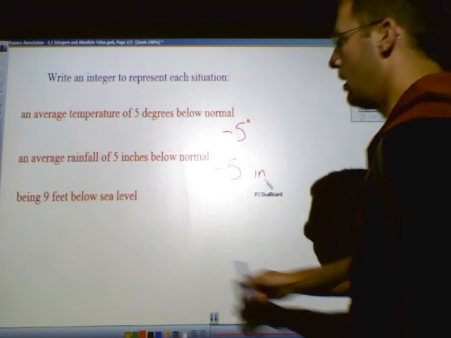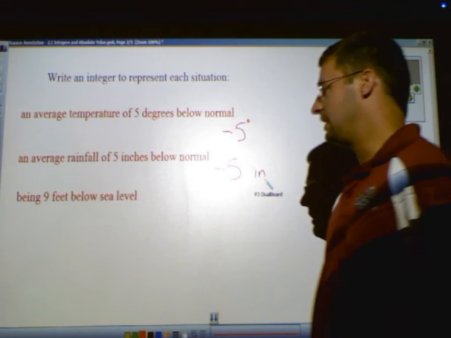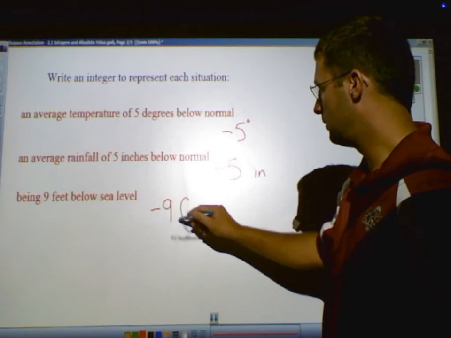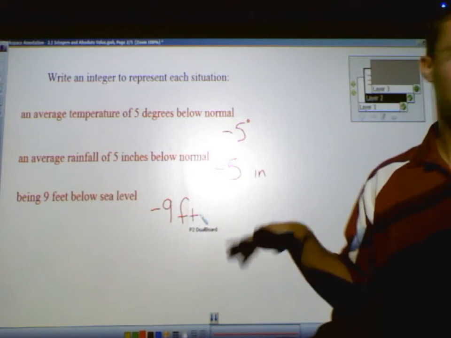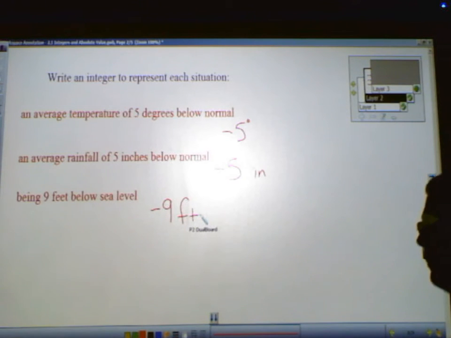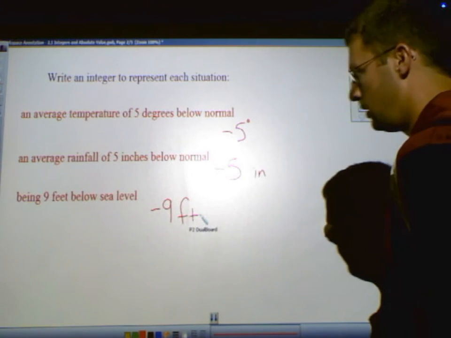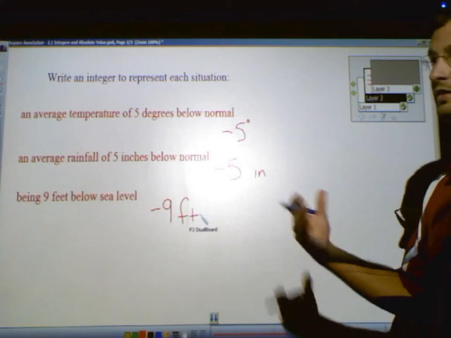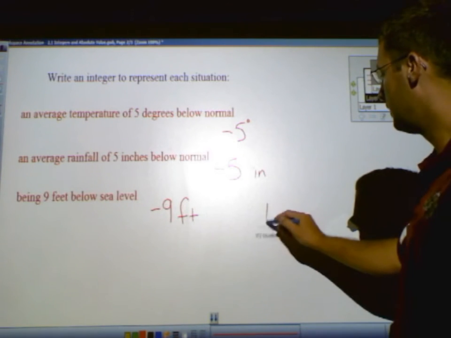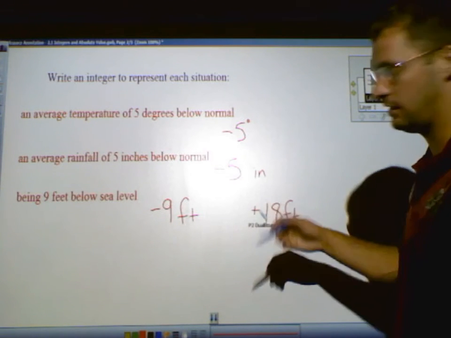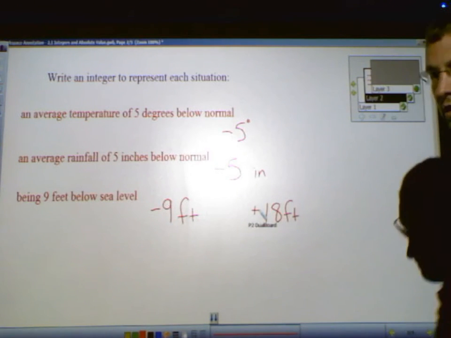Okay. If I'm 9 feet below sea level, okay, again, I'd be negative 9 feet. Sea level would be even. If I'm down into the sea, that would be below sea level. Okay, so that would be 9 feet below. If I was in the air, I'd be considered above sea level. So say I'm parasailing and I'm 18 feet in the air, then I would use a positive integer. So a positive 18 feet. So just a couple examples both ways.